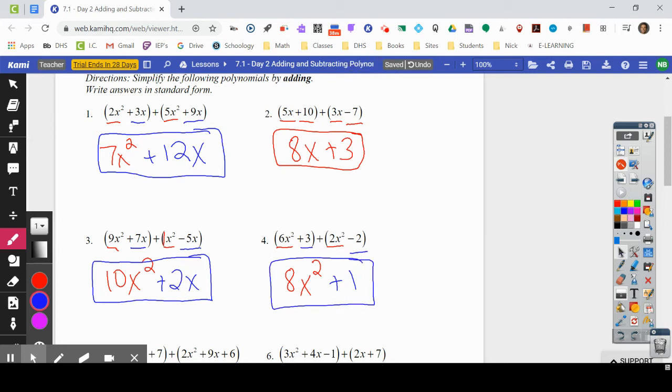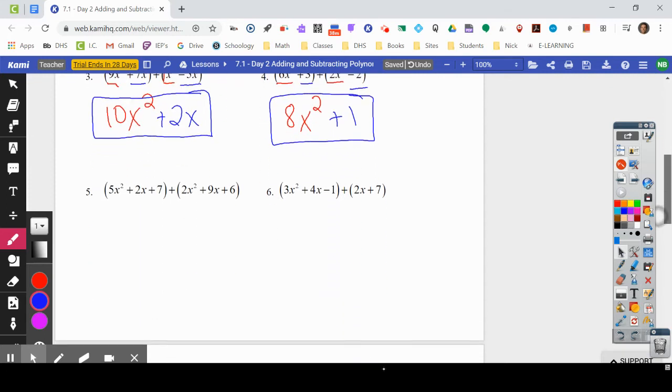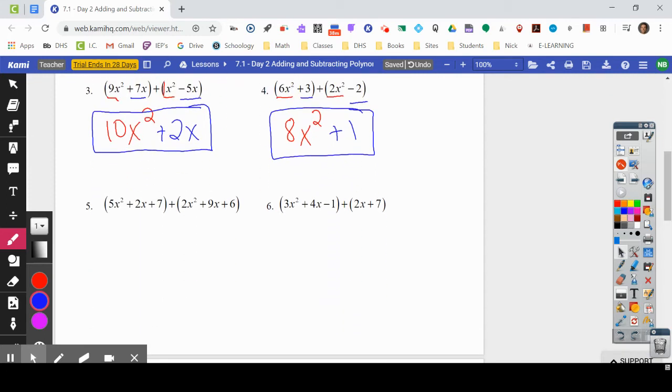All right, so now we're going to get a little more challenging. As you can see on problems 5 and 6, we have some more terms in here. But that's okay. We're going to move through this systematically and combine our like terms, and we'll get our final solution. So number 5, we have 5x squared plus 2x plus 7, and we're going to add 2x squared plus 9x plus 6 to it.